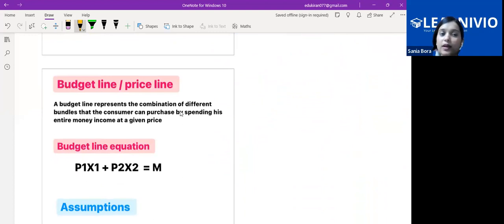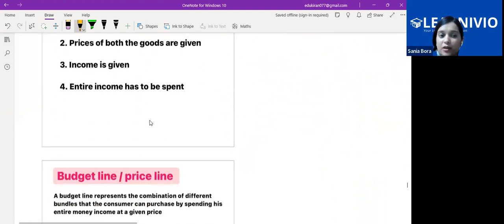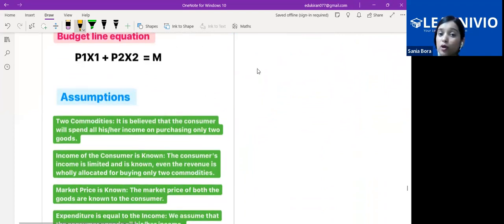Yes, ma'am. Then we will do the budget line and price line and all that. Then, on the basis of your indifference curve and budget line, we will find the equilibrium. Fine?